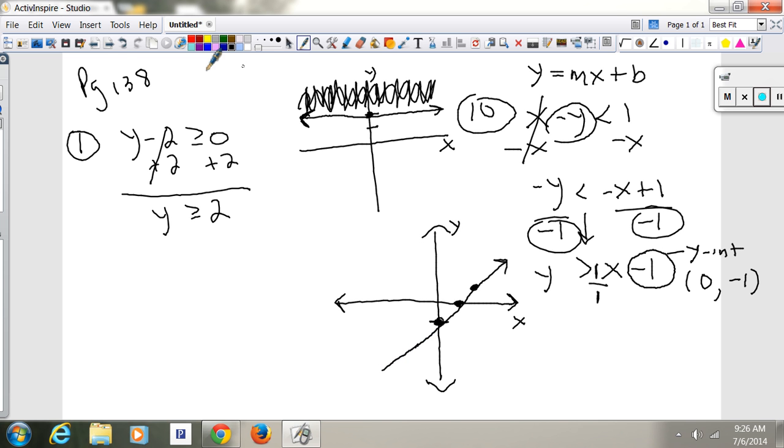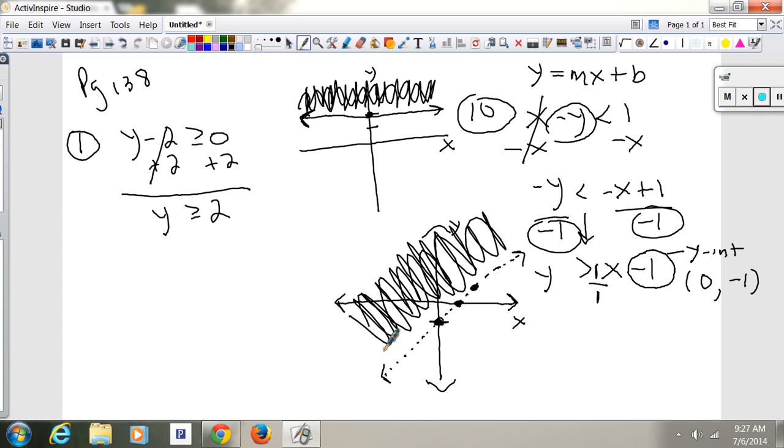Actually, you might want to erase that line for a second, because this does not have an equals underneath. It just has a greater than. So you're actually going to make yourself a dotted line. The answers do not include this line right here. So it's a dotted line, and it's greater than, so you're going to shade the higher side.